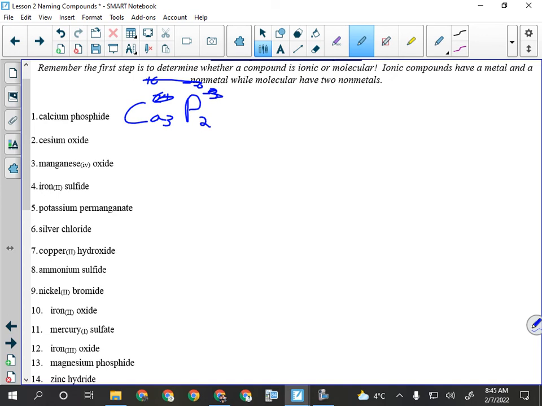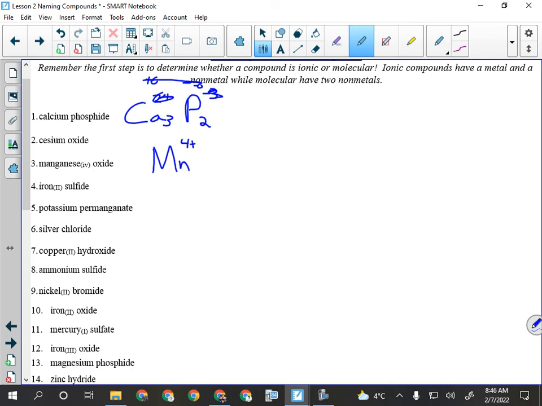Number 3 has a Roman numeral in it. We would only ever see Roman numerals attached to metals, so this is also an ionic compound. First thing I have to do, write the symbol for manganese, which is Mn. Manganese can be a 2+ or a 4+. Which one is this? It's the 4+. That's what the Roman numeral is there to tell me. If you see a Roman numeral, it doesn't mean there are 4 manganese. It means the charge on manganese is 4. So I write 4+ up here.